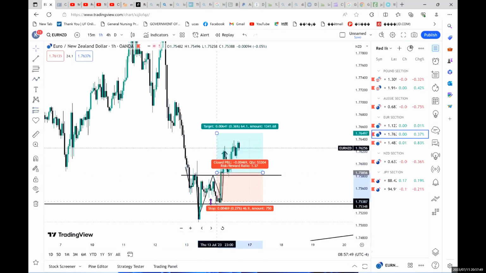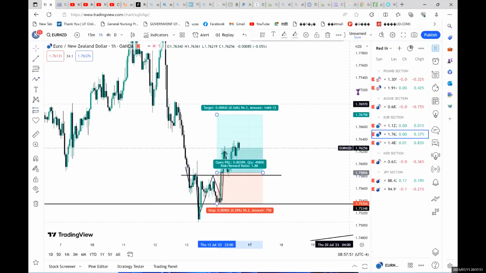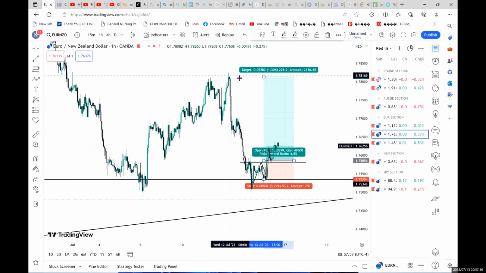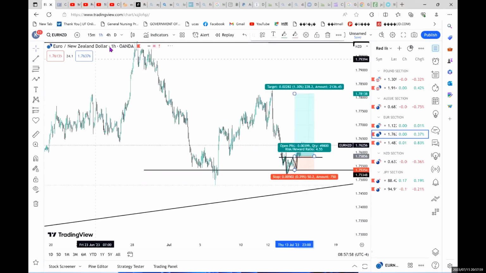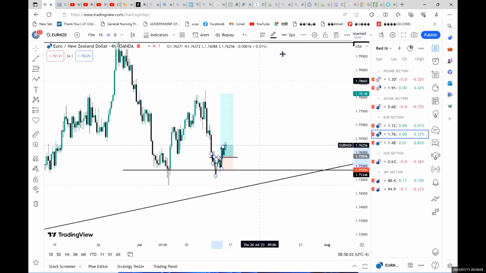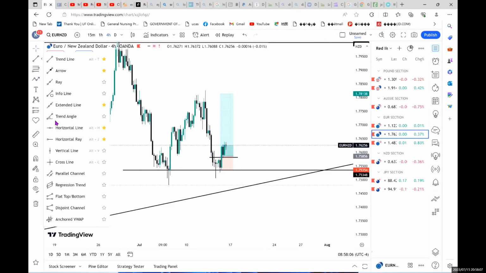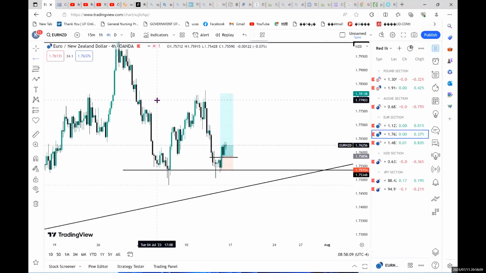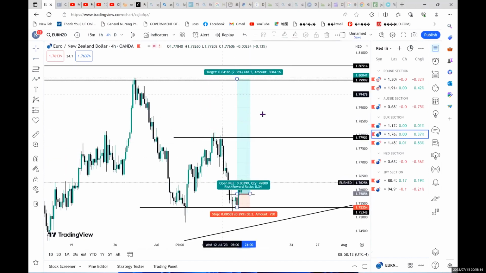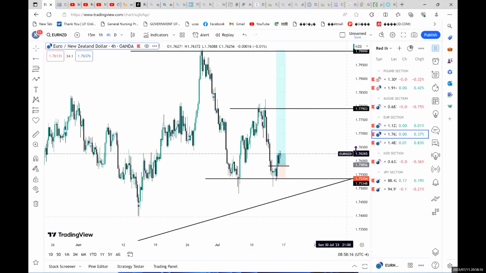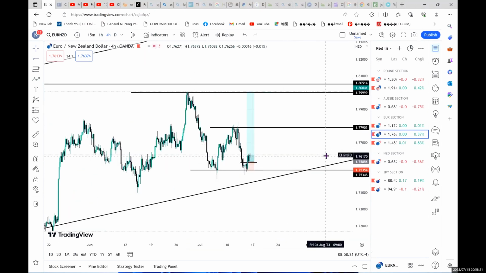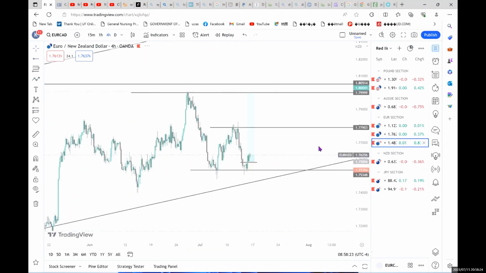Stop loss here. And my first main target is back up to this high. Let's go on the H4 to see it more clearly. All right, my next target is back up to this high here, and after that, back up to here. So this is it for your entity. We're looking for buys. So on to the next pair.